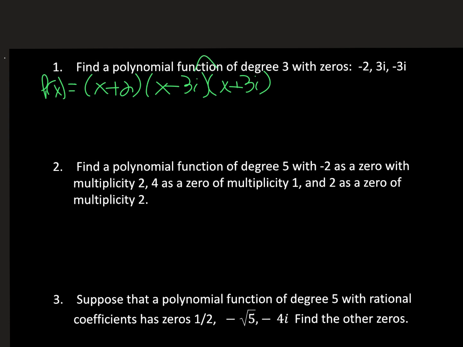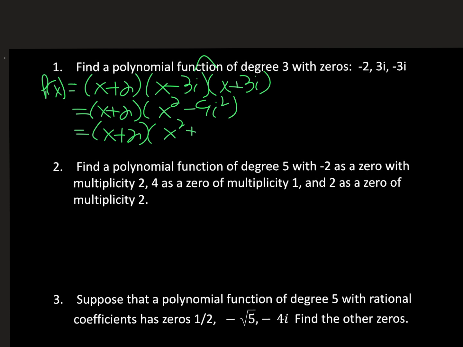Now you're better off doing the conjugates first. Let's just leave this x plus 2 over here for a second. Remember, conjugates you do FOIL, so if I do first, that's x times x. Last is negative 9i squared. Don't forget what the i squared does. The i squared is really negative 1, makes that x squared plus 9.